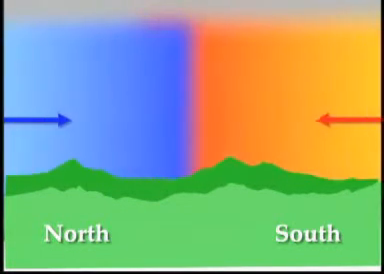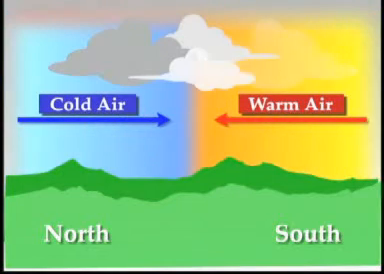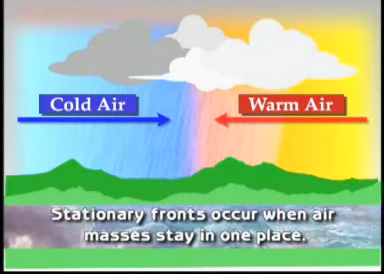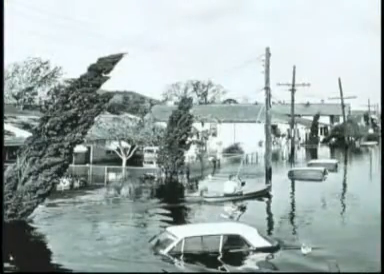When the air masses meet and stay in one place, a stationary front is created. Stationary fronts can be fairly peaceful, with neither air mass advancing or retreating. Even though these fronts can be peaceful, this calm can also mean rain that stays in one place, and the result can be severe flooding.